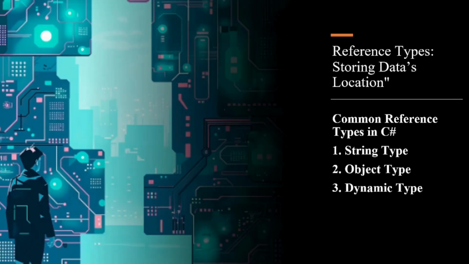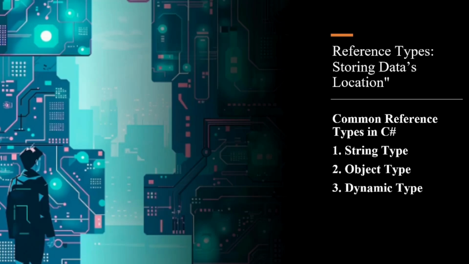The object type is the base type for all the data types in C#. So you can store any data type in an object, but to use it fully, you need to cast it back to its original type. Think of it like a universal container or a catch-all type.